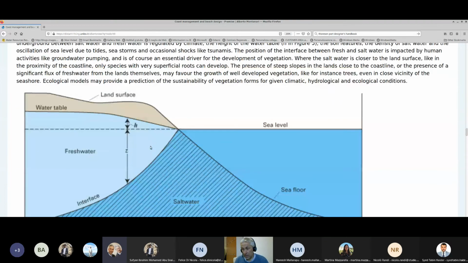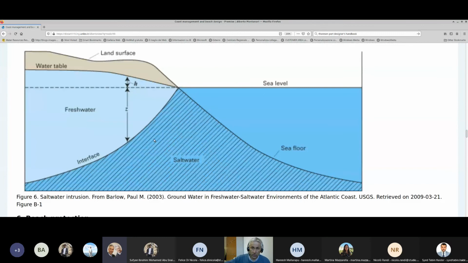Okay, and here there is a picture about saltwater intrusion. We skip it. It's not part of this course, but you see from this figure what I also mentioned before. The more you go inland, the greater the depth of salt water. This is why I said the trees tend to move inland, precisely for this reason.